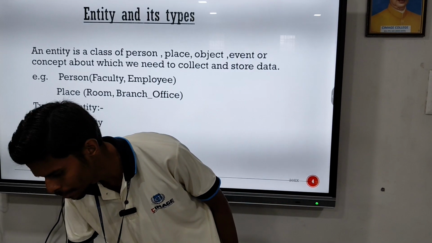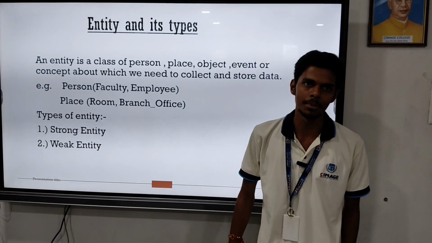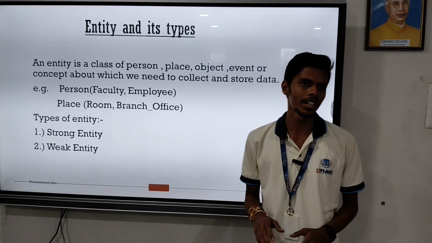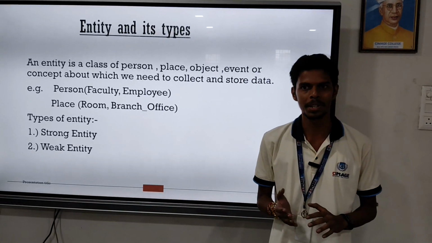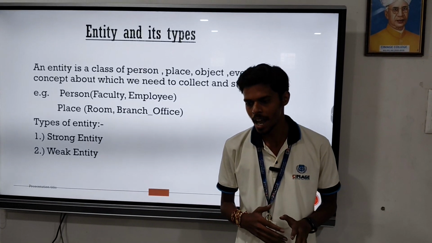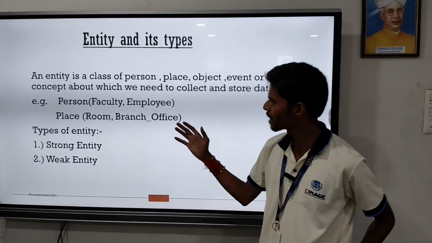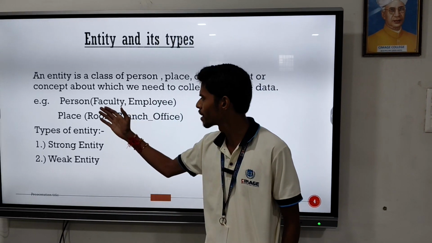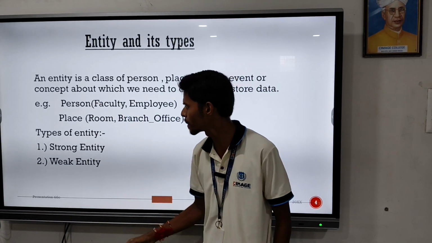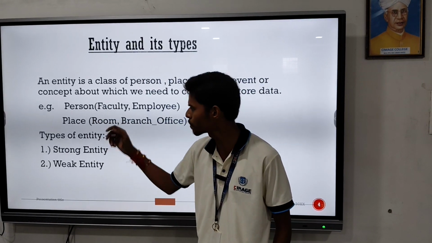And I have to describe mainly entity and its types. Entity is a real world thing like a class, object, person, event, etc. And here is a simple example which I have taken. There are two examples. The first one is person, and the second one is place.